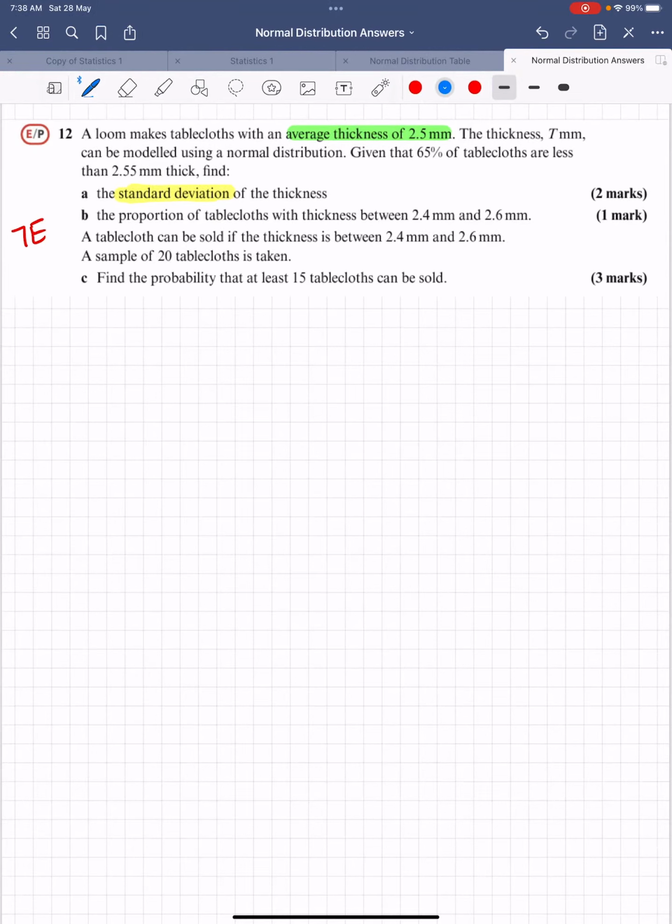Exercise 7E, question number 12. A loom makes tablecloth with an average thickness of 2.5 millimeters. The thickness T millimeters can be modeled using a normal distribution. Given that 65% of tablecloths are less than 2.5 millimeters thick, find the standard deviation of the thickness.